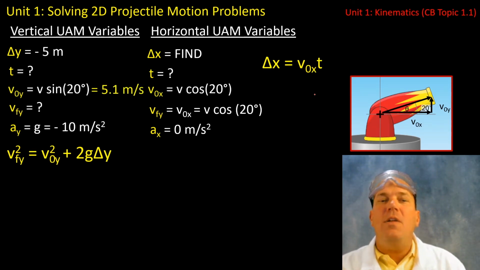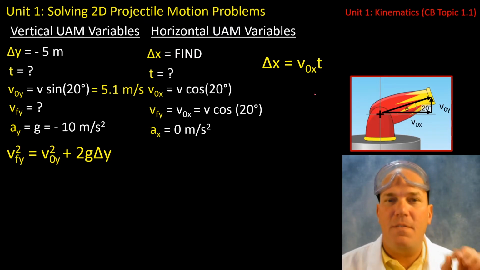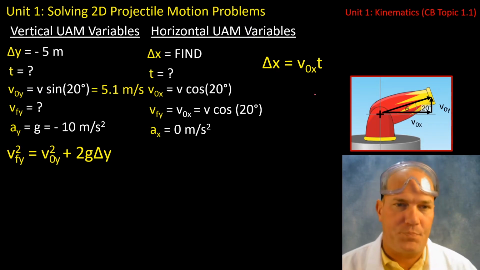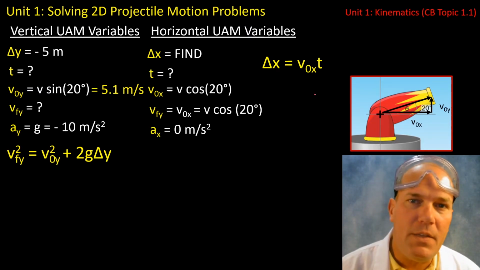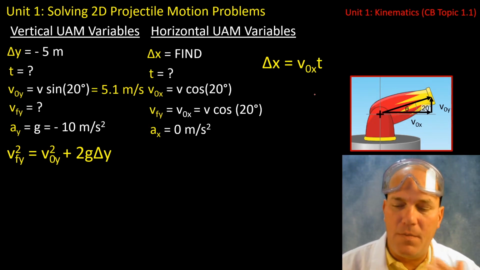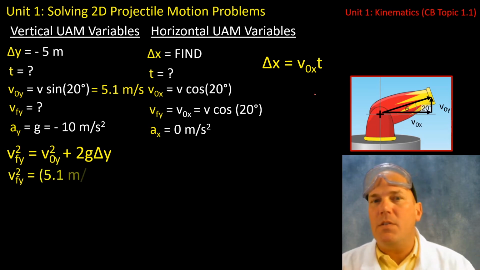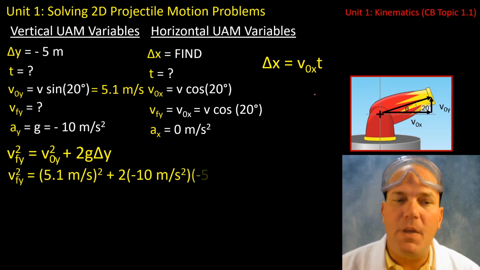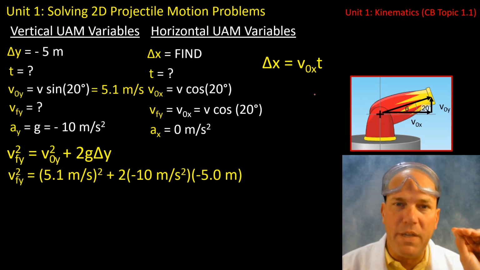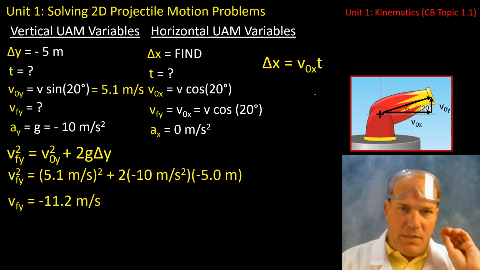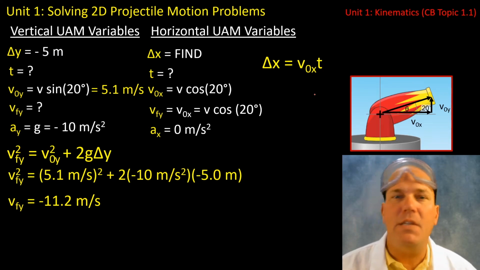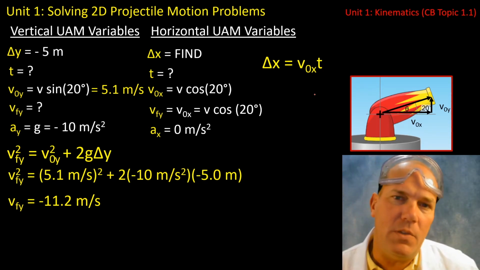So now let's go ahead and pop in our variables. 15 meters per second, sine of 20 is 5.1 meters per second. Remember, 15 meters per second is the initial launch velocity, or the hypotenuse, when we resolved into x and y components. So now we can go ahead and plug in these values. Please pay attention to your signage. We can rearrange this. Solving, taking the square root, we get that our final velocity is 11.2 meters per second.